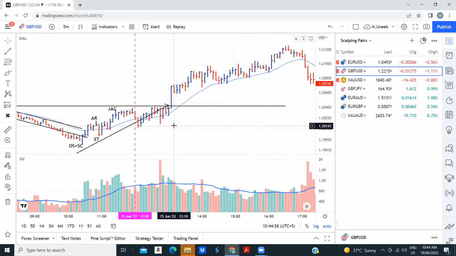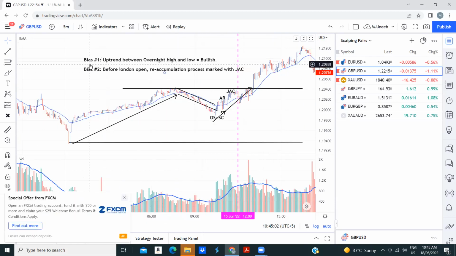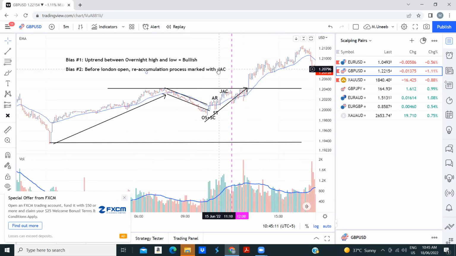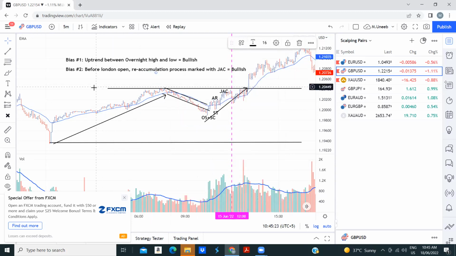Right? So what bias do we have right now? Both bias are what? Okay, so bias number 1 will tell you the bias between overnight high and low. And the second bias should be what happened before London Open. So both bias are what? Can you tell me? Bullish. So bias 1 is the long-term bias. Bias 2 is the short-term. Both short-term and long-term are bullish.